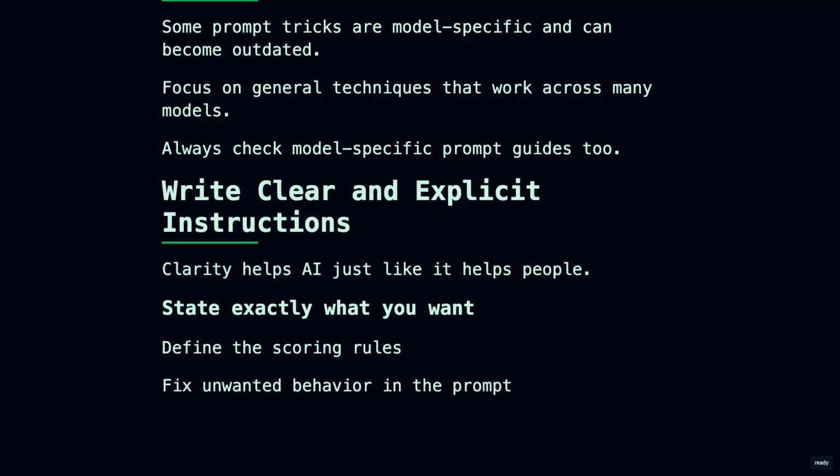Prompting is often an iterative process. If you notice outputs like fractional scores and you only want whole numbers, tighten the instruction so the model knows exactly which format is allowed.